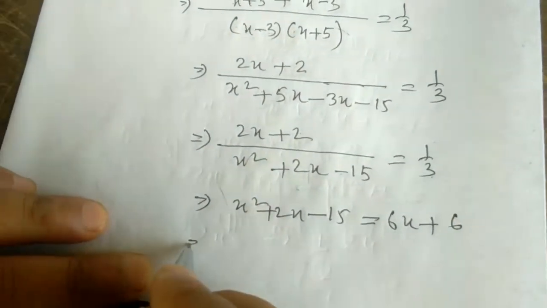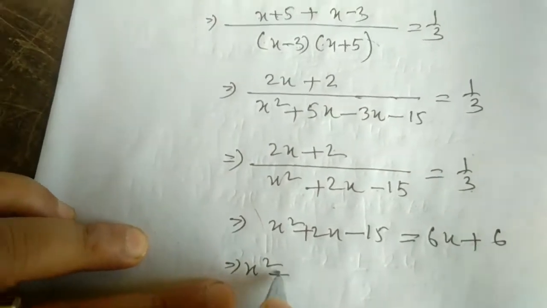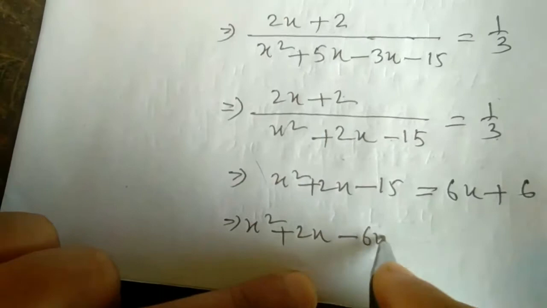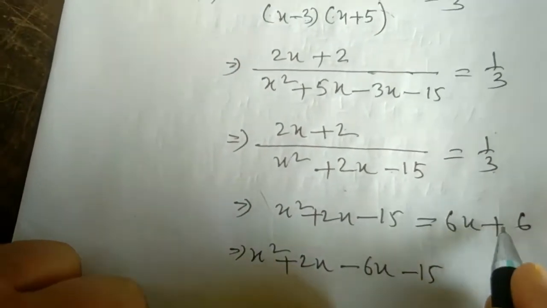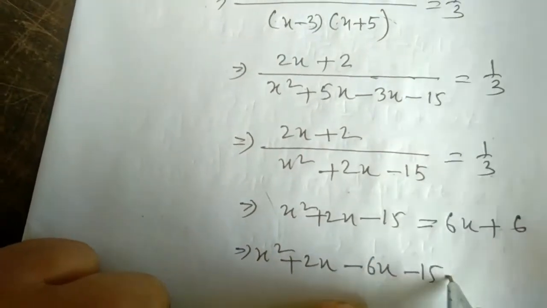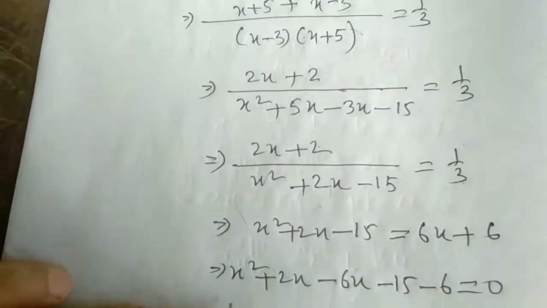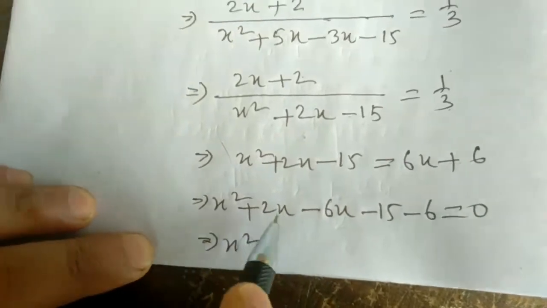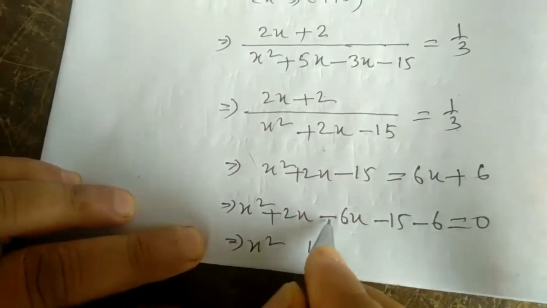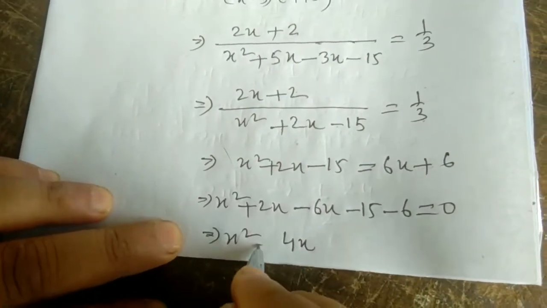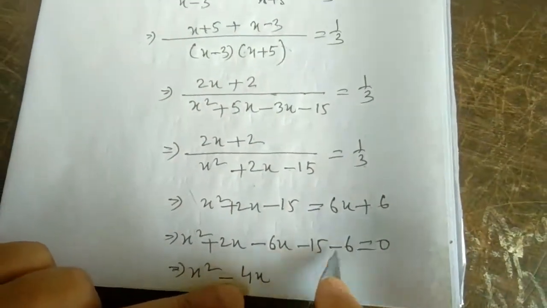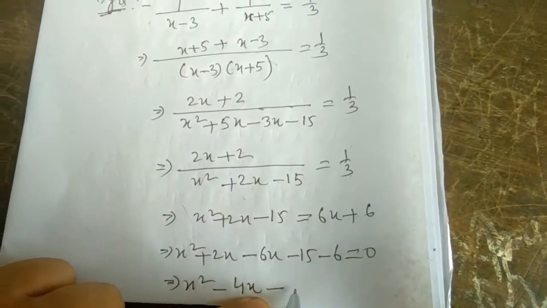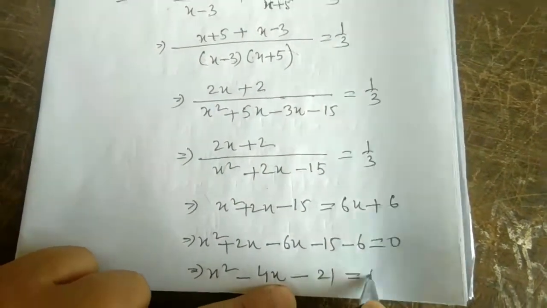All the terms we bring to the left side: x square plus 2x, minus 6x, minus 15, minus 6, equal to 0. So x square, 6 minus 2 is 4x; 6 is greater, so negative will come here. If both are negative, they add and minus will remain: 15 plus 6 is 21, equal to 0.